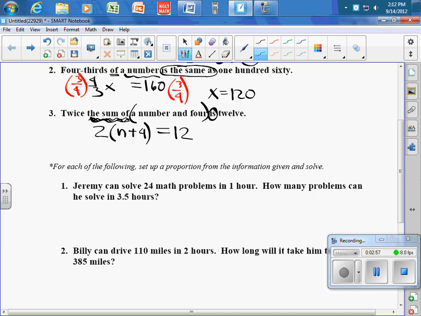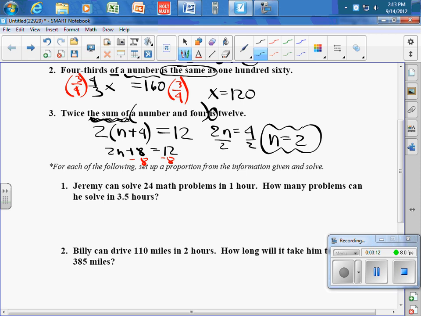To solve, use the distributive property. We have 2n plus 8 is equal to 12. Subtracting 8 from both sides, we get 2n is equal to 4. Dividing both sides by 2, we get n equals 2. Final answer.